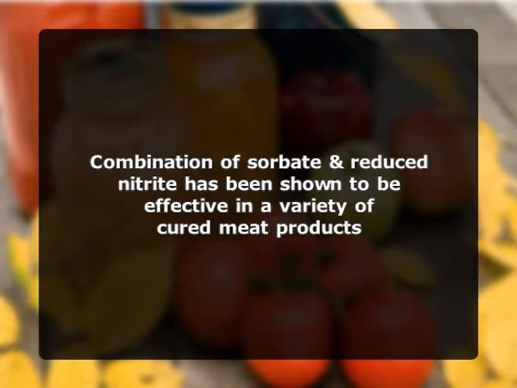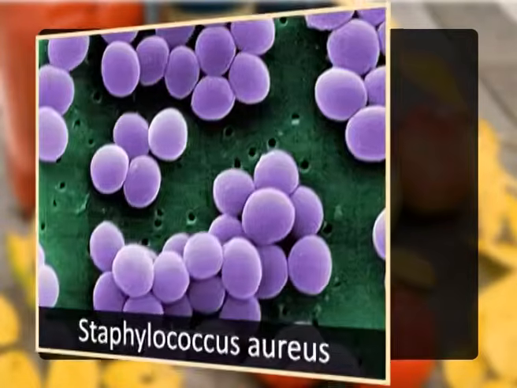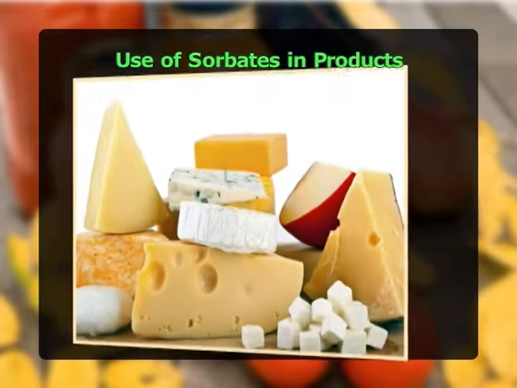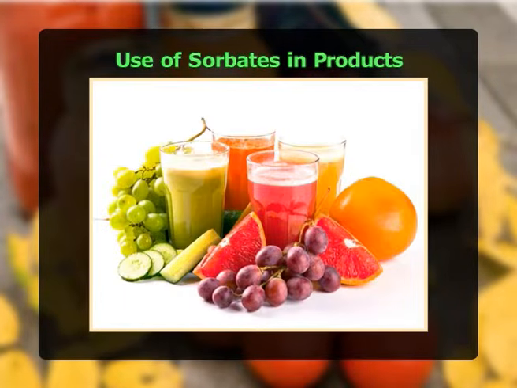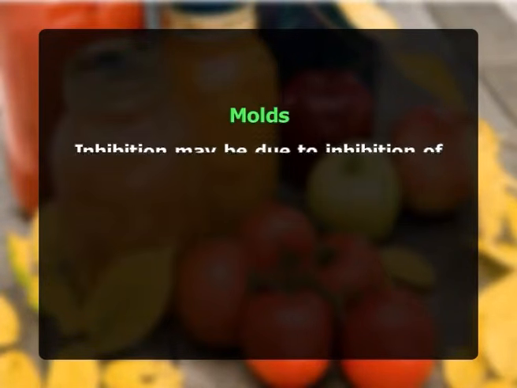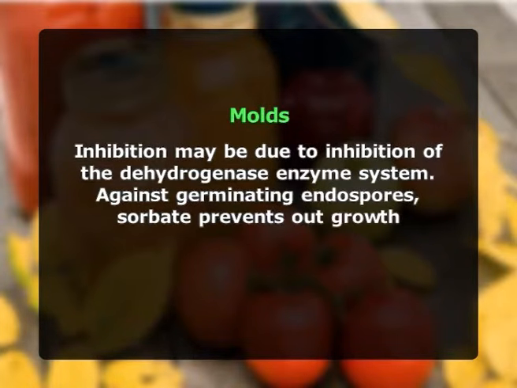The sorbates have been studied by a large number of groups for use in meat products in combination with nitrites. The combination of sorbate plus reduced nitrite has been shown to be effective in a variety of cured meat products, not only against Clostridium botulinum but other bacteria such as S. aureus. The widest use of sorbates is as fungistats in products such as cheeses, bakery products, fruit juices, beverages, salad dressings, and the like. In the case of molds, the inhibition may be due to the inhibition of the dehydrogenase enzyme system. Against germinating endospores, sorbate prevents the outgrowth of vegetative cells.